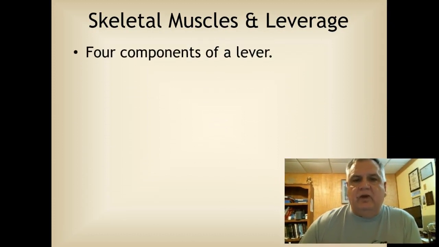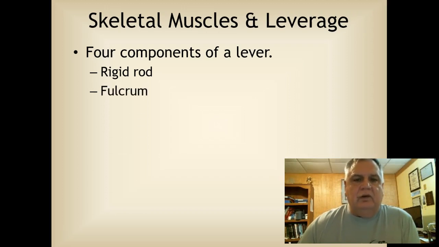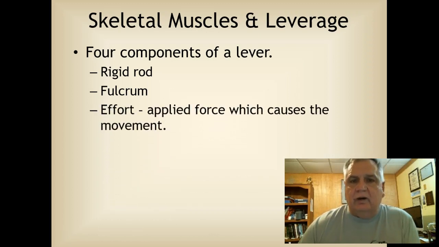Okay, with that in mind, let's take a look at the four components of a lever so we can understand this in more detail. The first component is the rigid rod. The rigid rod is comprised of the bones, as we mentioned. Then it's the fulcrum. The fulcrum is the pivot point, and remember, the pivot point in the human body for the levers is going to be the joints, primarily the synovial joints of the body.